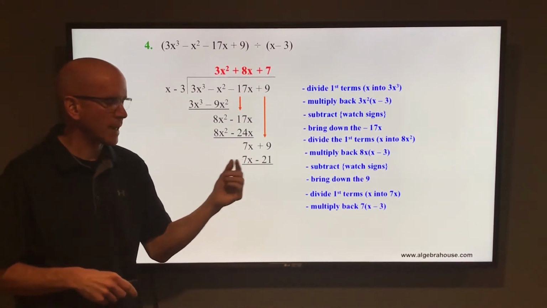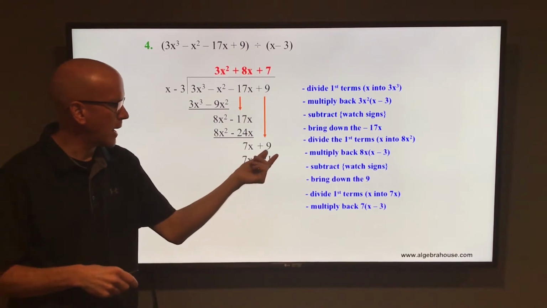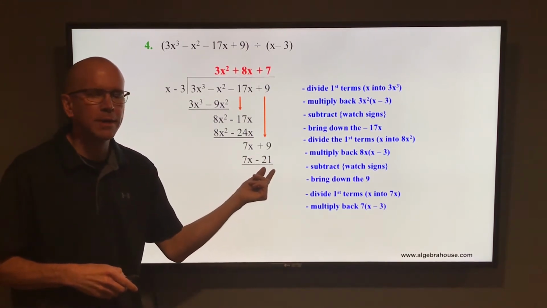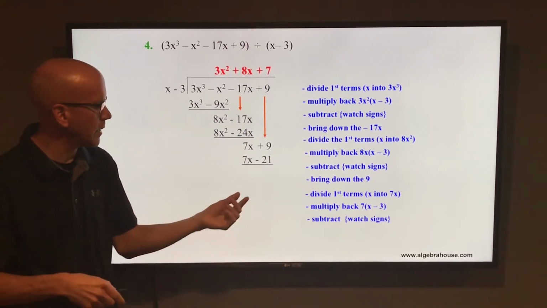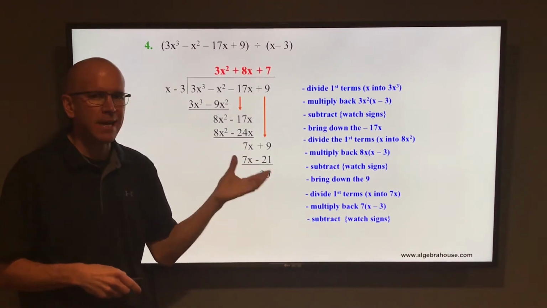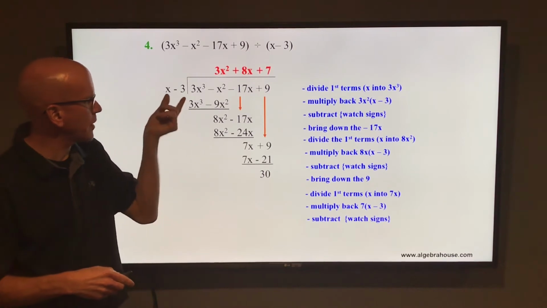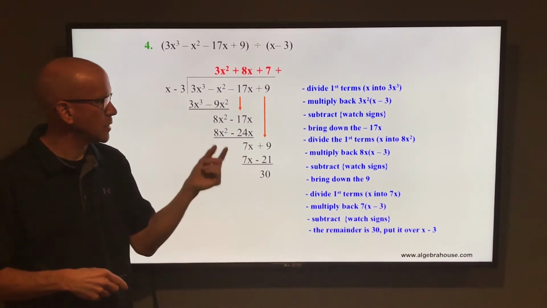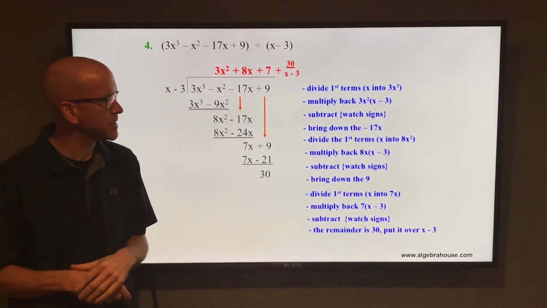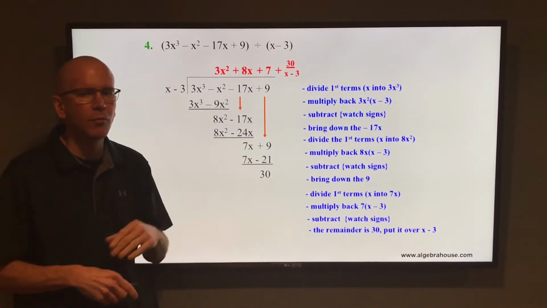And then when you subtract, watch your signs. 9 minus a negative 21 is going to be 9 plus 21, and that is 30. That's the remainder. There's nothing else to bring down. That's the remainder, so we're going to put that over x minus 3. So it's 3x squared plus 8x plus 7 plus 30 over x minus 3.